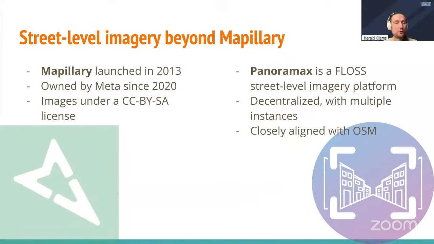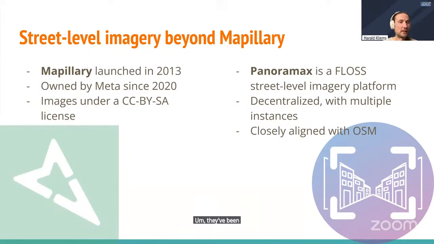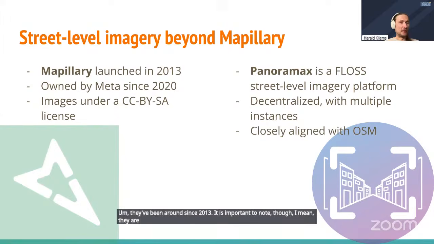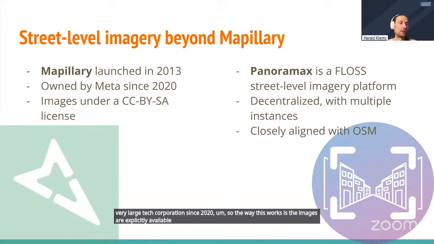Yeah, and we're going to end the talk by briefly talking about the OpenStreetMap/Mapillary Camera Grant Program. So Mapillary supports this program. They have been supporters of OpenStreetMap for a long time. They've been around since 2013. It is important to note, though, that they have been owned by a very large tech corporation since 2020. So the way this works is the images are explicitly available for mapping in OpenStreetMap. They're also under a Creative Commons license.